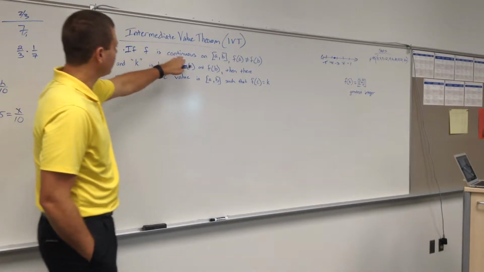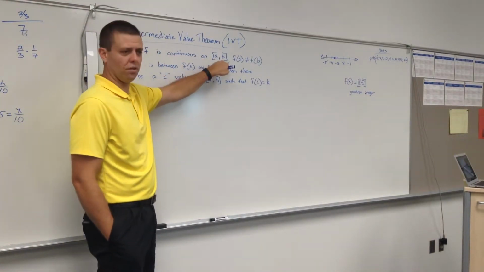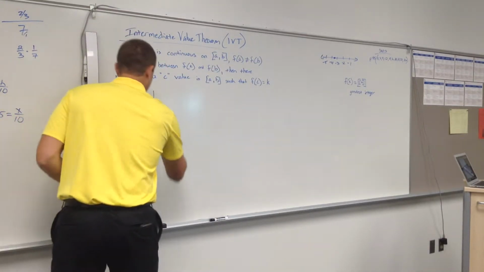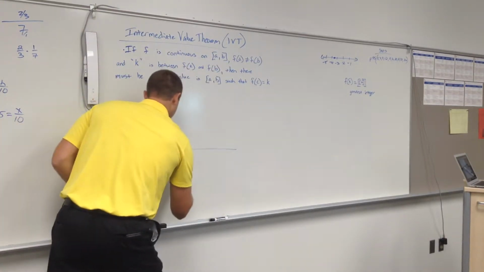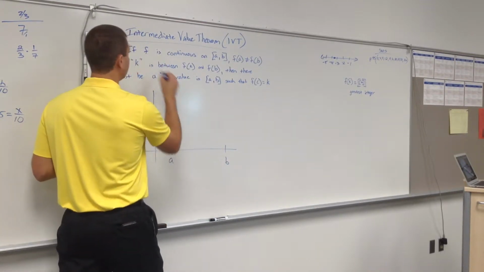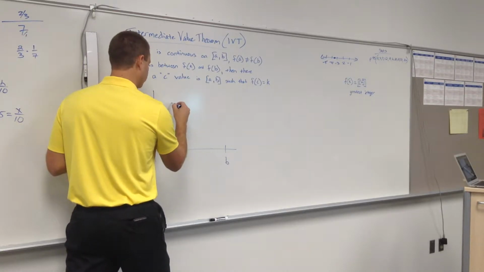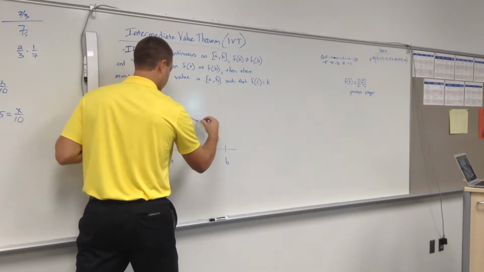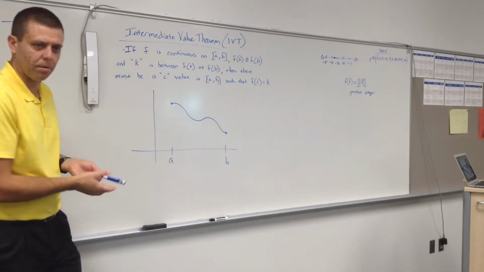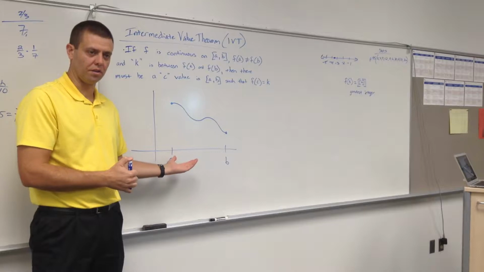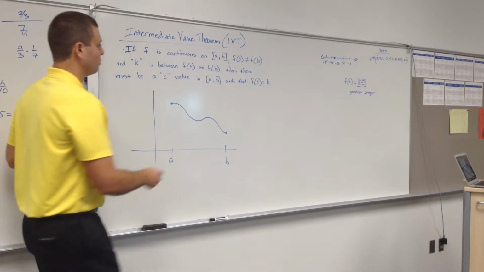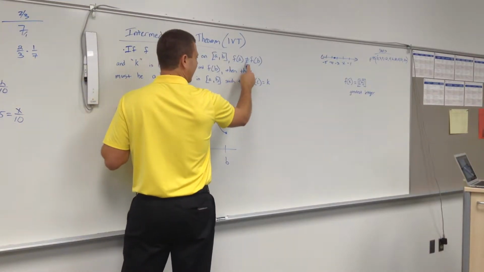It's saying if f is a continuous function on the interval a, b, a closed interval a, b. So graphically, here's what that would look like. Here's a, here's b, and I guarantee you f is continuous on that closed interval a, b. So here would be an example of a continuous function on the closed interval a, b. Everybody agree? Yes. Okay. It also says that f of a does not equal f of b.